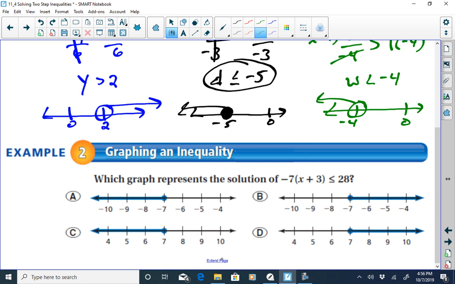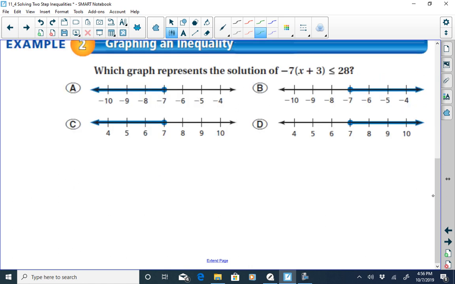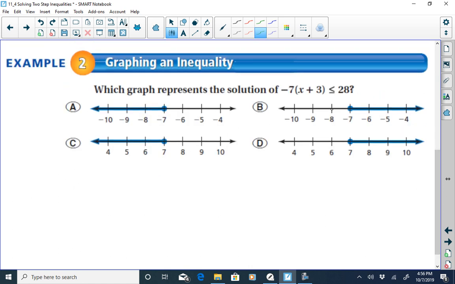All right? If we're given a problem like this example here, where we have to choose the graph, there are a couple of different ways you could do it. First, you could check solutions or solution sets, but some of these look pretty similar. The best thing to do is probably just to find the solution set on your own and then match it up with one of the graphs.